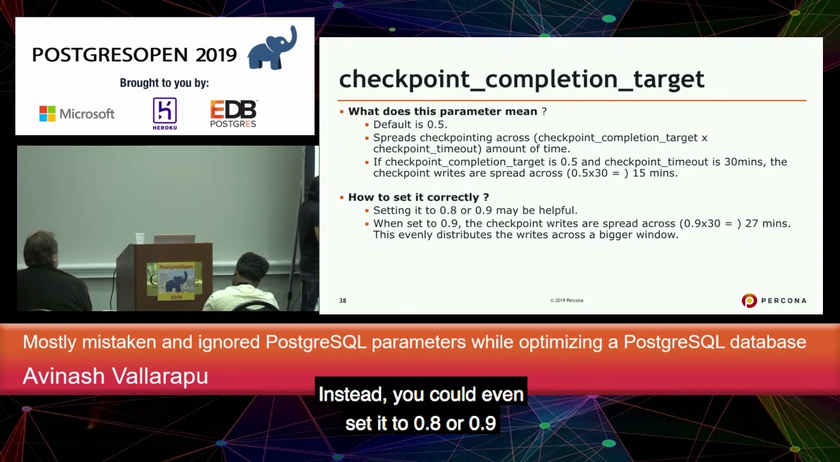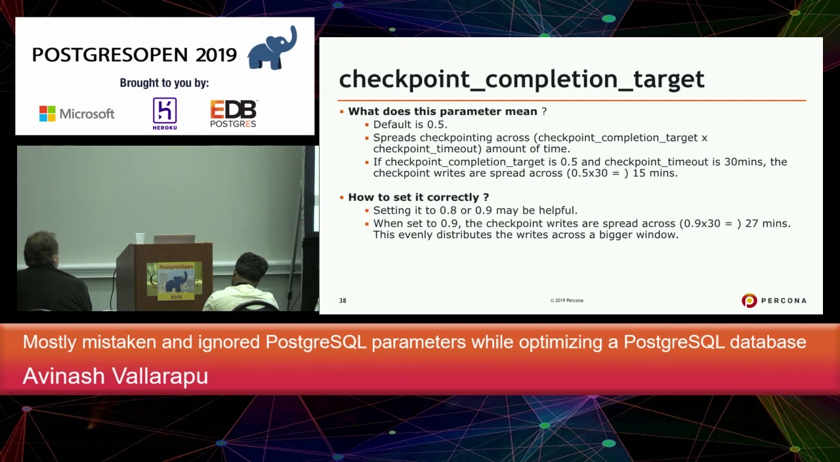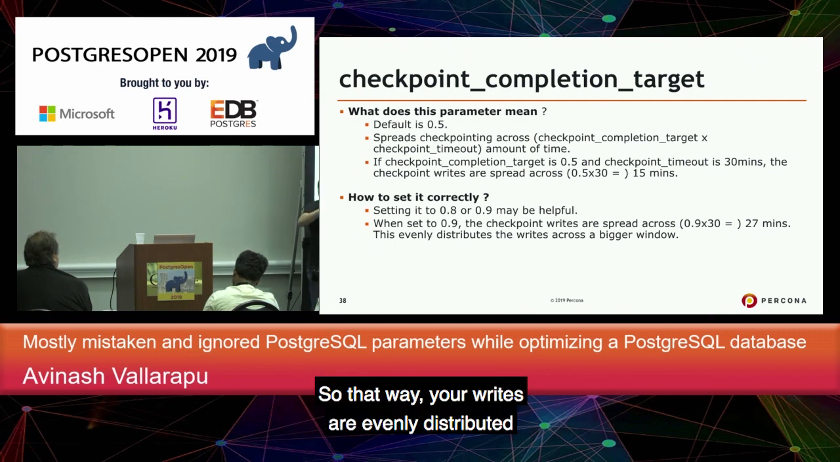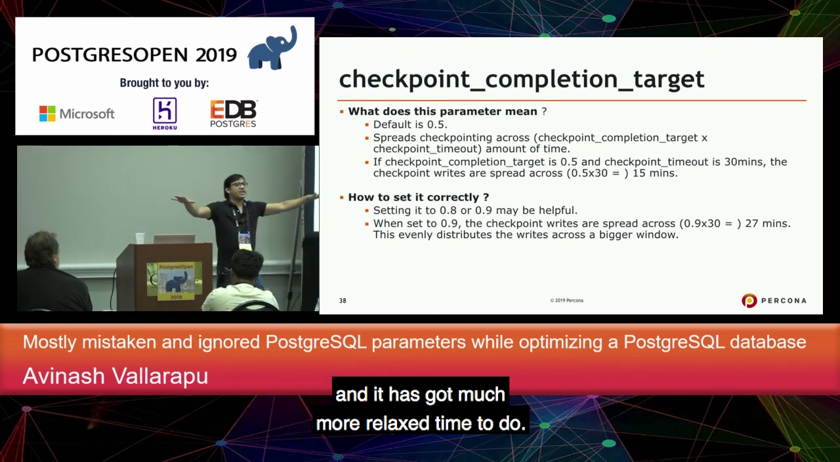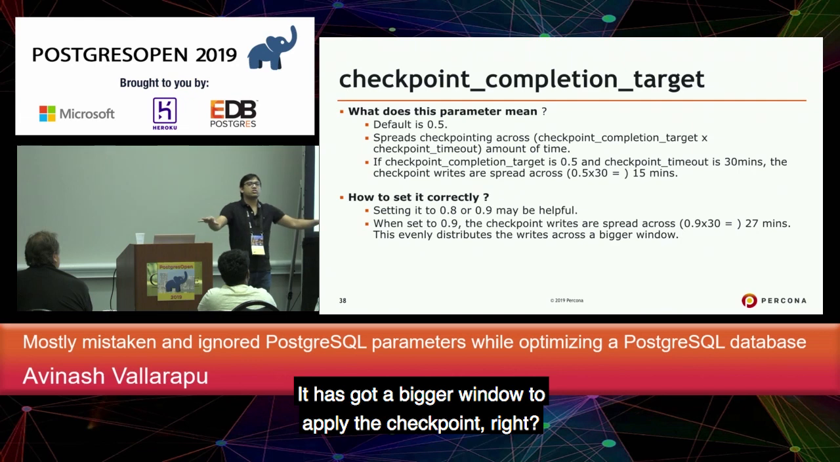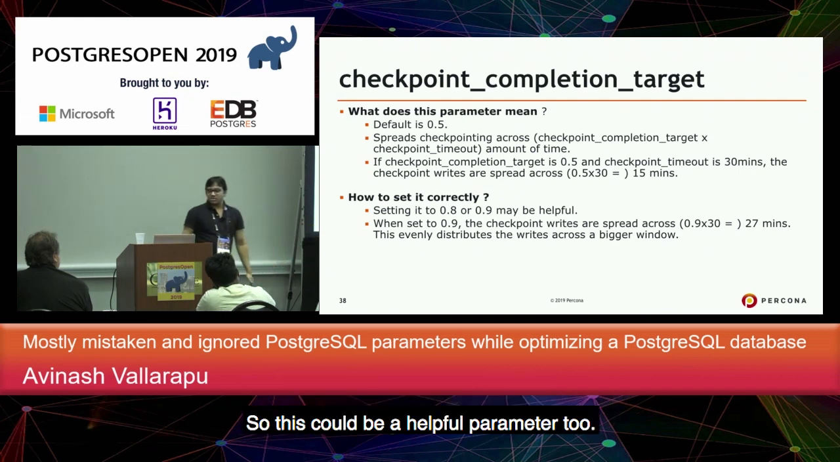Instead, you could even set it to 0.8 or 0.9 and spread it across 27 minutes. So that way, your writes are evenly distributed, whatever is being performed by checkpoint, and it has got much more relaxed time to do it. It has got a bigger window to apply the checkpoint, right? So this could be a helpful parameter too.